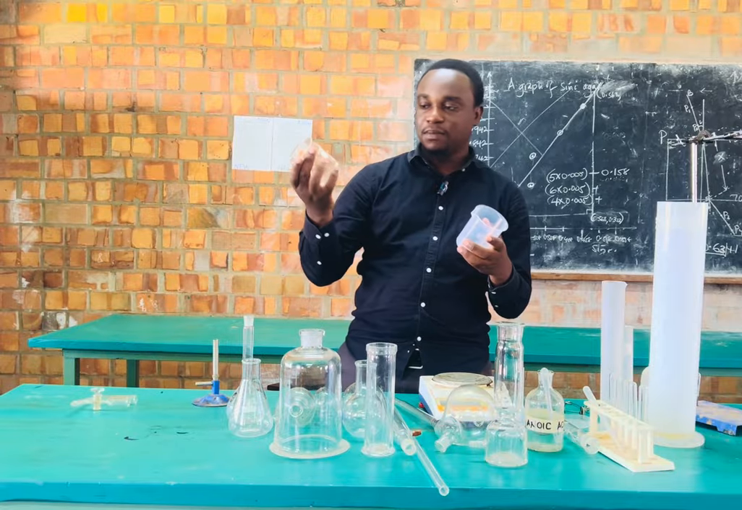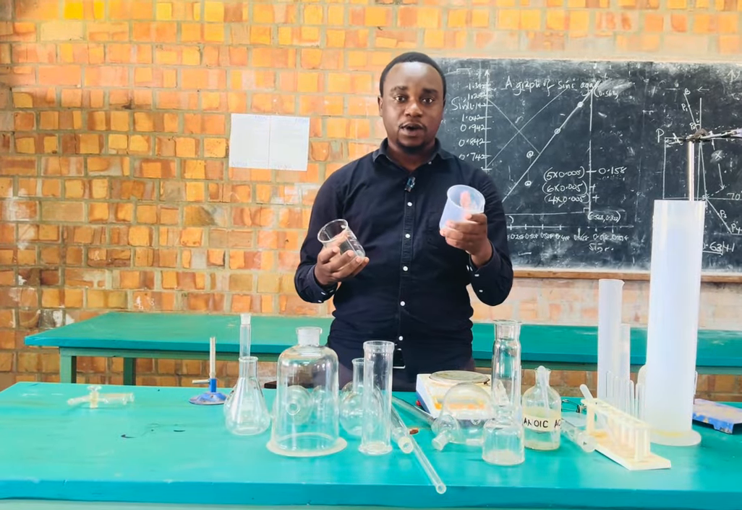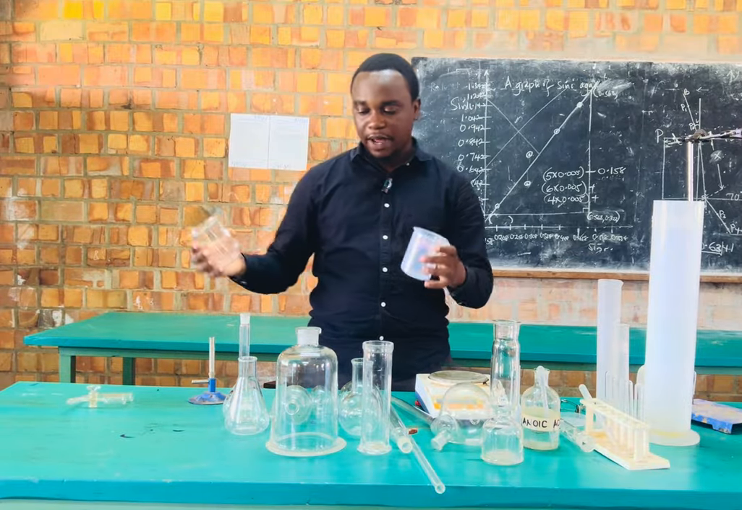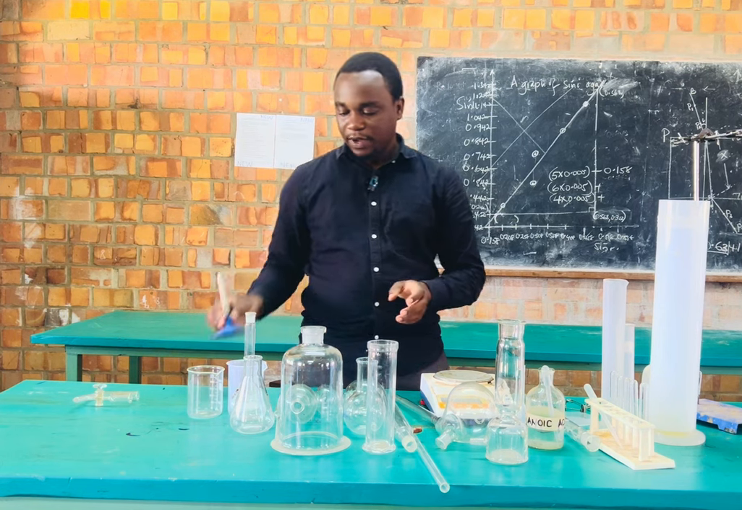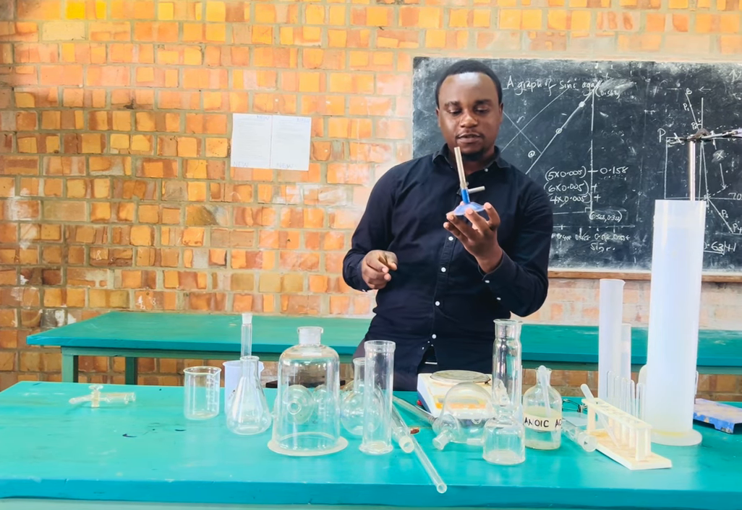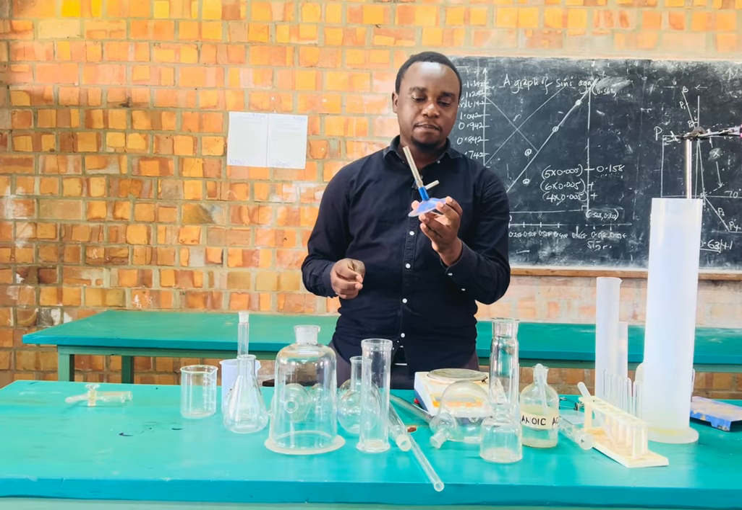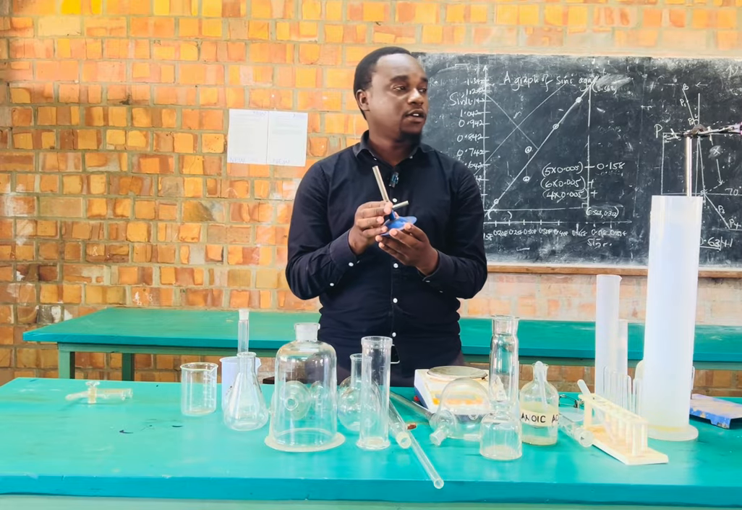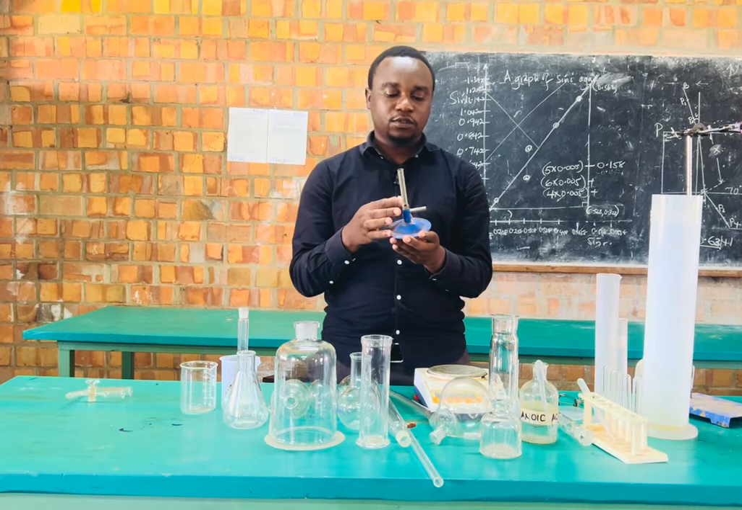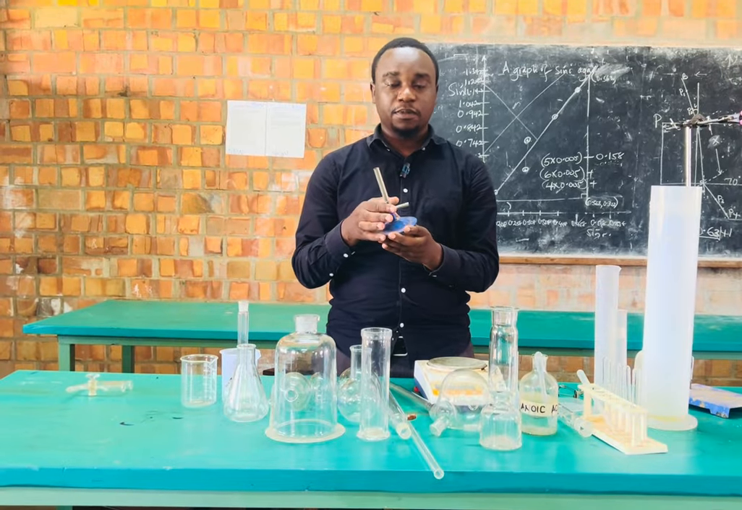Then we have these two, a glass beaker and a plastic beaker, which are used for mixing our chemicals in the laboratory or even measuring volumes. Finally, we shall look at this apparatus, which is very special in our chemistry laboratory, known as the Bunsen burner. It is used in providing heat during chemical reactions, and we shall also cover it in the next episodes of Hope Chemist.